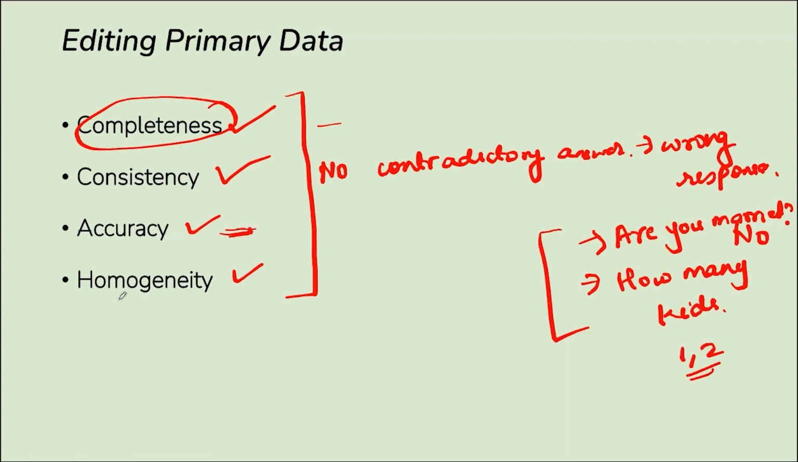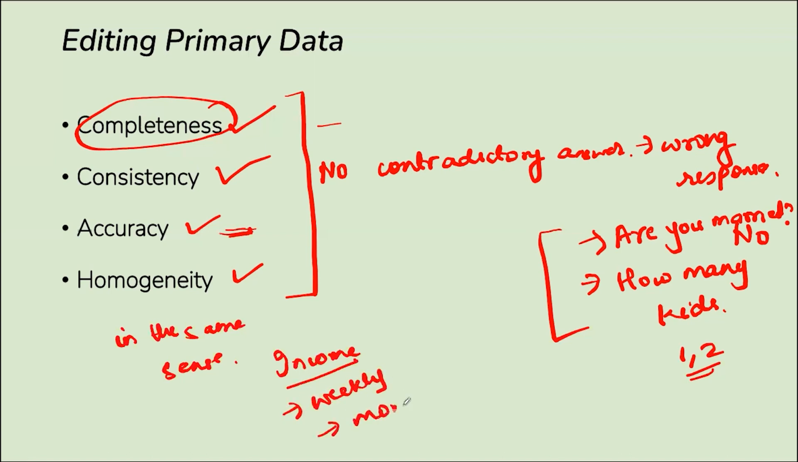Then fourth is homogeneity. What do you mean by homogeneity? Homogeneity means all the questions have been understood in the same sense by all the respondents. For example, if you are asking about the respondent's income, then it would be wrong if some respondents give their weekly income, some report their monthly income, and some report their yearly income. So it should be very clear which type of income is being referred to, whether it is weekly, monthly, or yearly income.